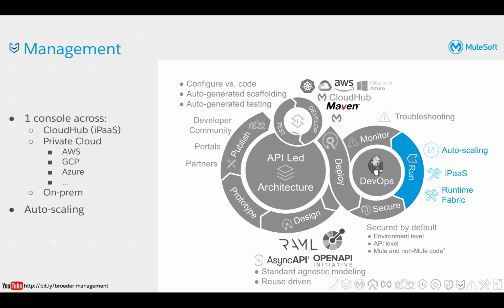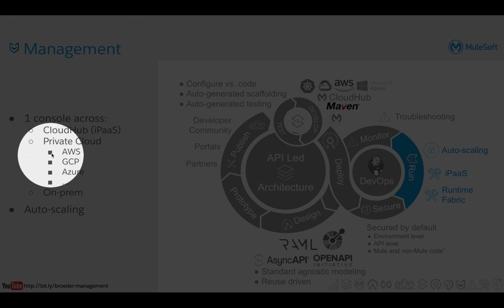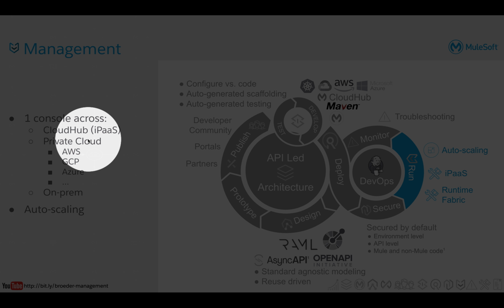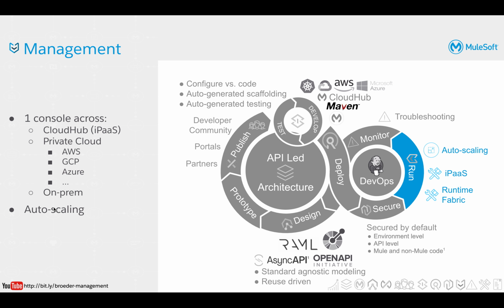We'll look at the management of the Anypoint platform. There is one console that runs across all of the different deployment targets of the Anypoint platform, whether you're running in CloudHub or iPaaS offering in one of the private clouds or on-prem. And when you're running in CloudHub or using Runtime Fabric in one of the private clouds, we can support auto-scaling.